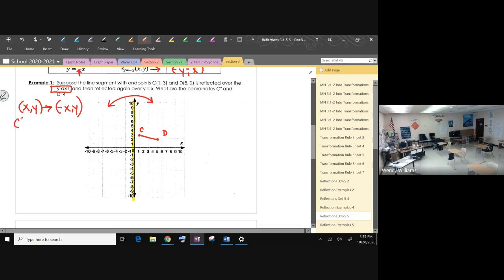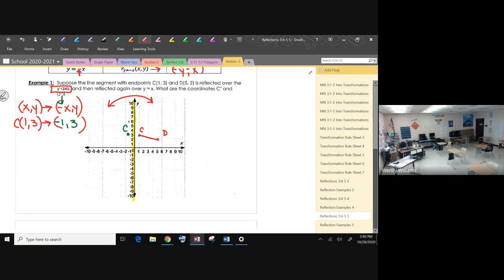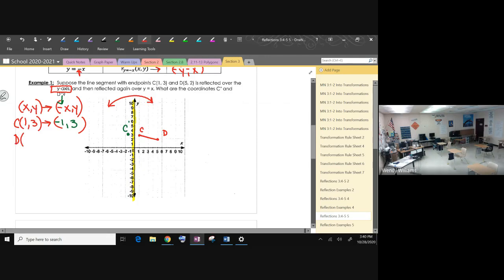So we're going to take C, which original is 1, 3, and we're going to map it onto 1, 3, and change the sign. Negative 1, 3. C prime. D is located at 5, 2. Maps onto, we keep them in the same order, 5 and 2. And what does the changing? The x. So it's negative 5, 2. And when we connect it, we see that there is a flip over that axis.